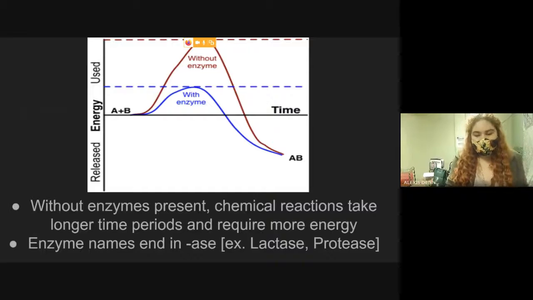And without enzymes present, chemical reactions take longer periods of time and require more energy. The energy we talk about in chemical reactions is usually heat. If this model is showing you eating a burger without enzymes and eating a burger with enzymes, the top line, the red line, is you bursting into flames and catching on fire so you can break down your food. The blue line is your saliva helping to break down the food for you from the very moment it enters your mouth. I would much rather spend a few seconds chewing my food than burst into flames so I could eat a burger.